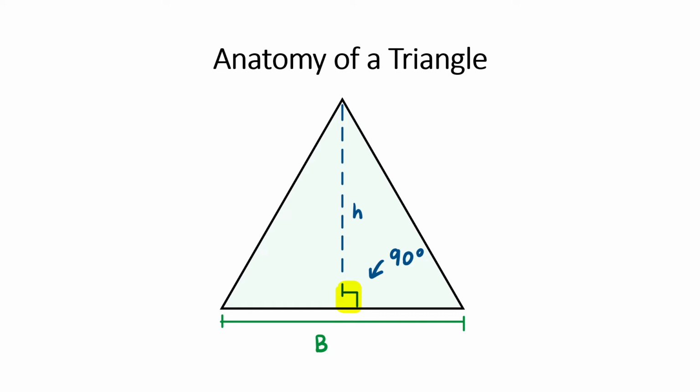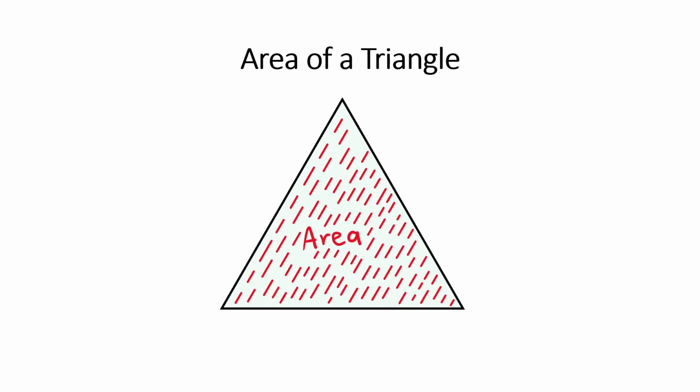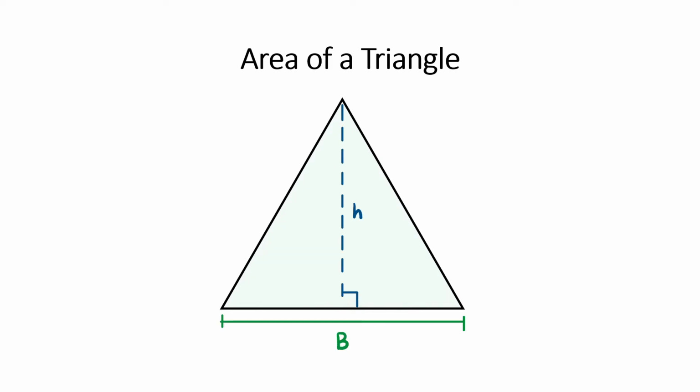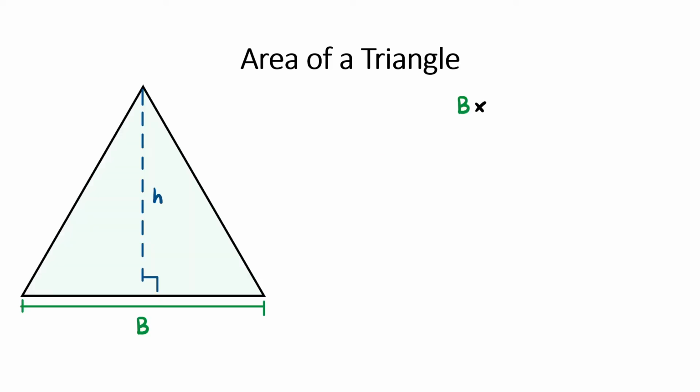That's important to remember. Now that we understand the basic anatomy of a triangle, we can begin to learn how we use the triangle's base and height to find its area. Area, of course, is the space inside of a triangle. To find the area of a triangle, multiply the base of the triangle times the height of the triangle and then divide by 2. That's it. That's how easy it is to find the area of a triangle.